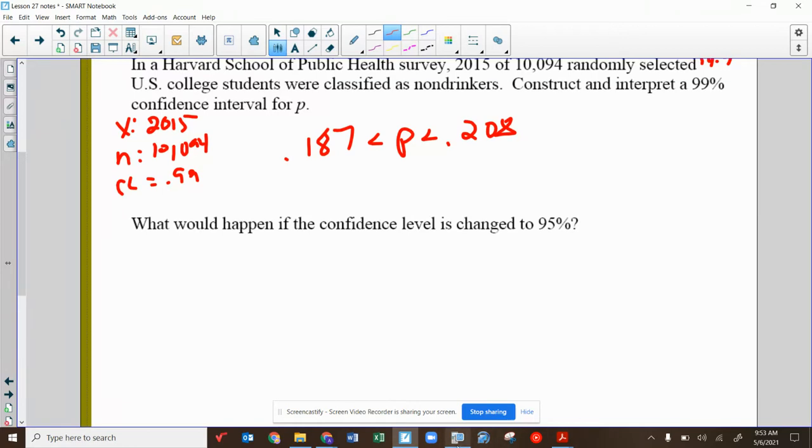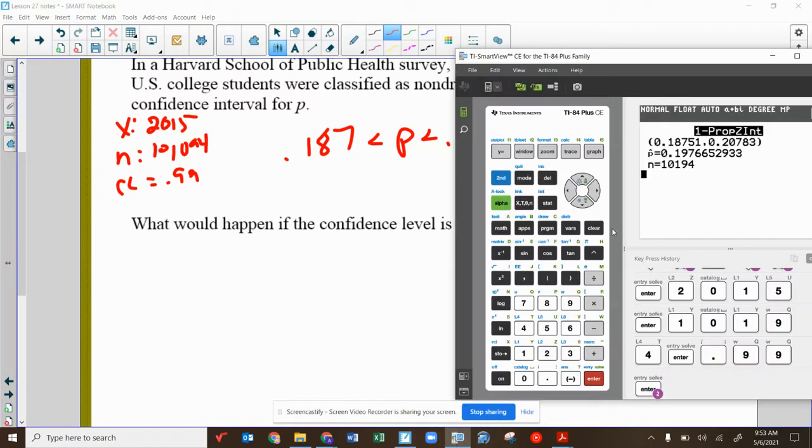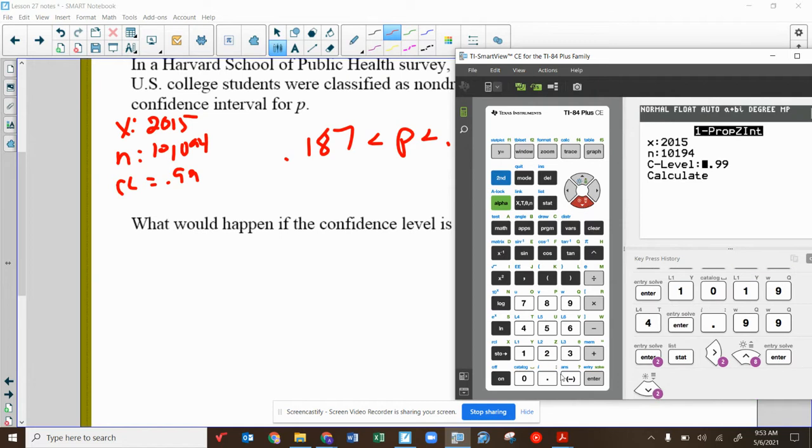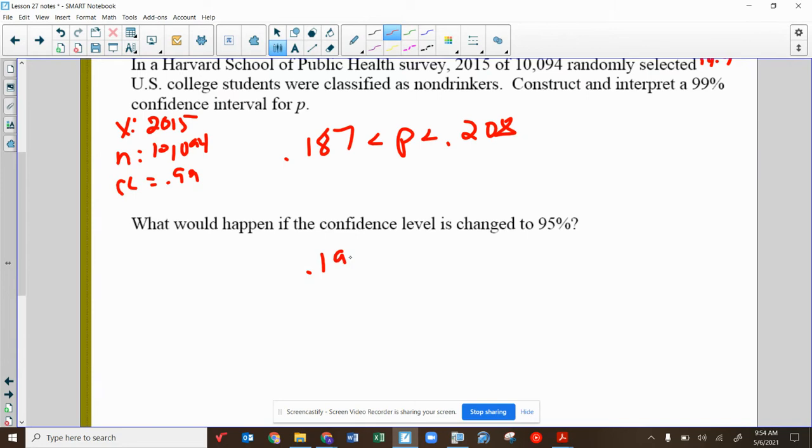And then what if I did that same problem, but I changed it to 95% instead of 99%? Okay, so that goes 19.0 to 20.5. So notice how a smaller confidence level creates an interval that is closer together. Okay, so that's what happens.